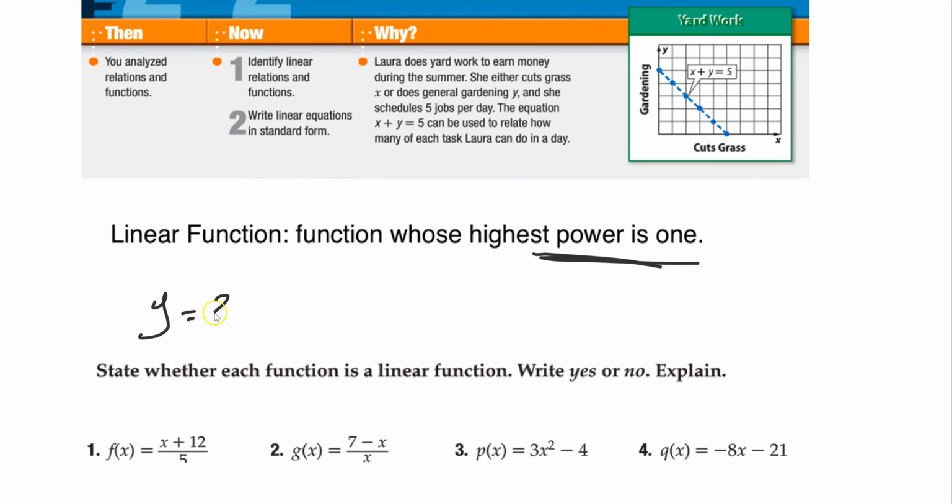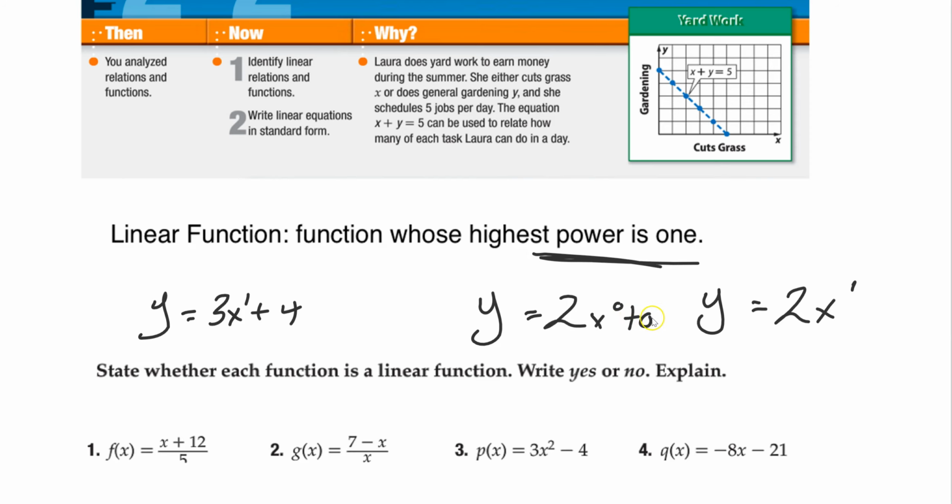So something like this, something like this, something like this. The highest power in all of these is the power 1. Now this one doesn't show a power. It's x to the 0, but we say it's plus 0 x to the 1 power. So it's a linear function. Why? Because when you graph it, it's a line that passes the vertical line test. That's why it's linear.